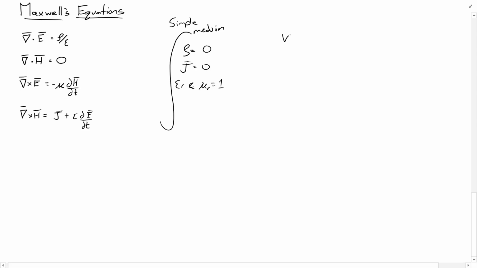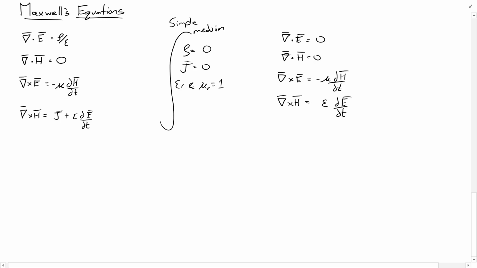So with these simplifications in mind, we can rewrite our Gauss's law just to be equal to 0. This just remains the same. Faraday's law also remains unchanged, and Ampere's law can be simplified to this form here.